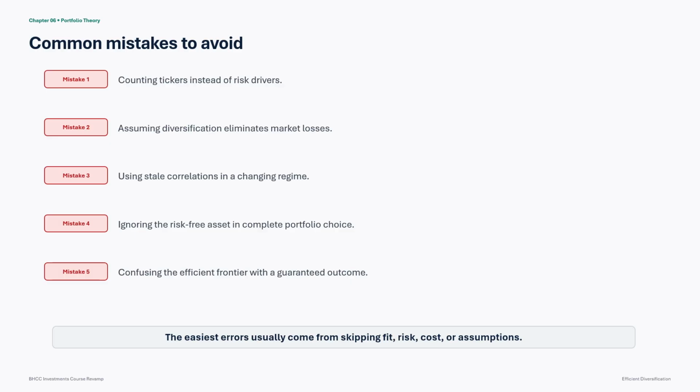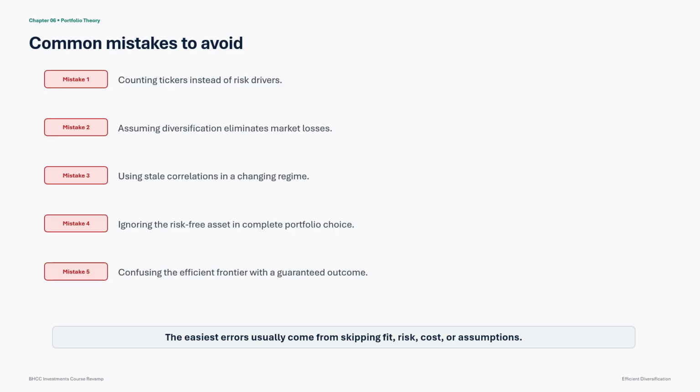It does not. Diversification is most effective against firm-specific risk. A recession, inflation shock, or panic can affect many holdings at the same time. Mistake 3 is using stale correlations as if they were physical constants. Correlations are sample estimates. They can change with monetary policy, inflation, liquidity, and investor behavior. A portfolio that looked balanced during a low inflation decade may behave differently when inflation becomes the dominant shock.